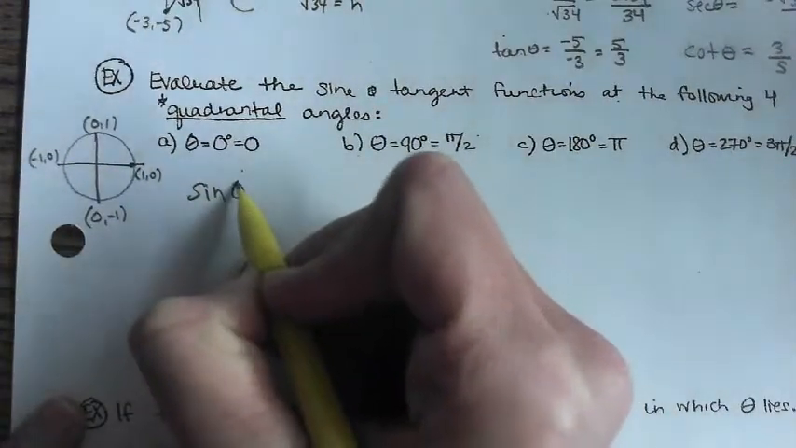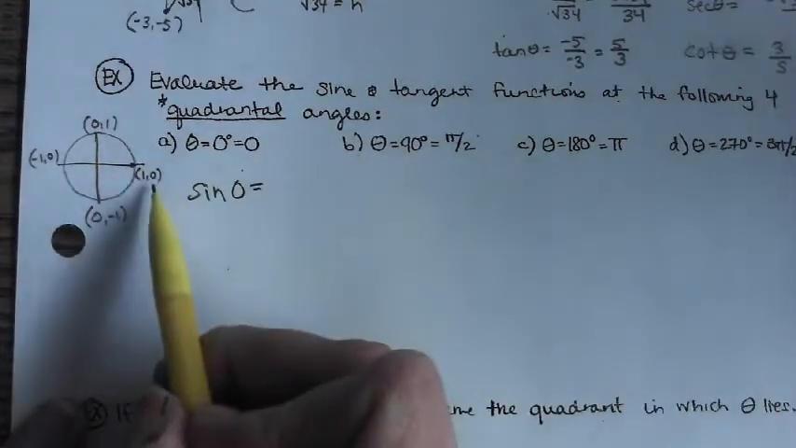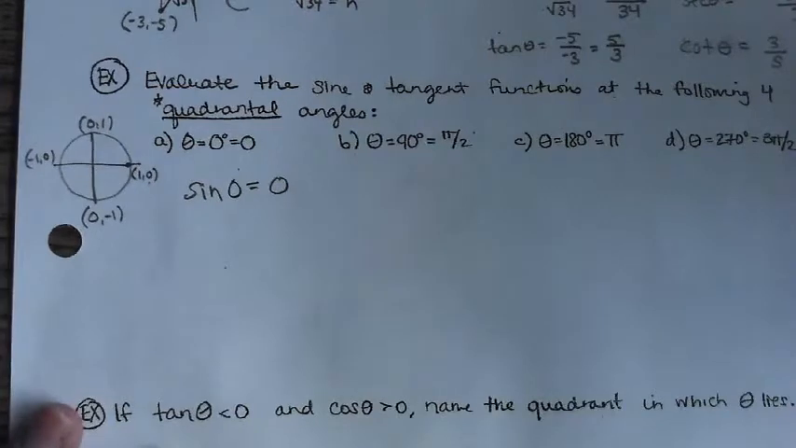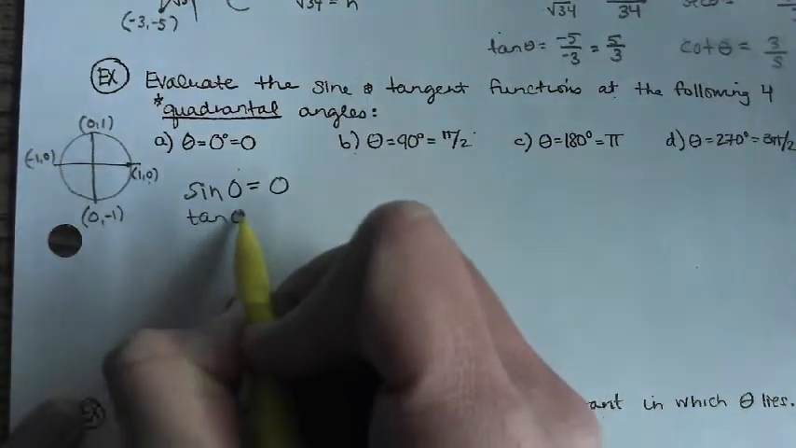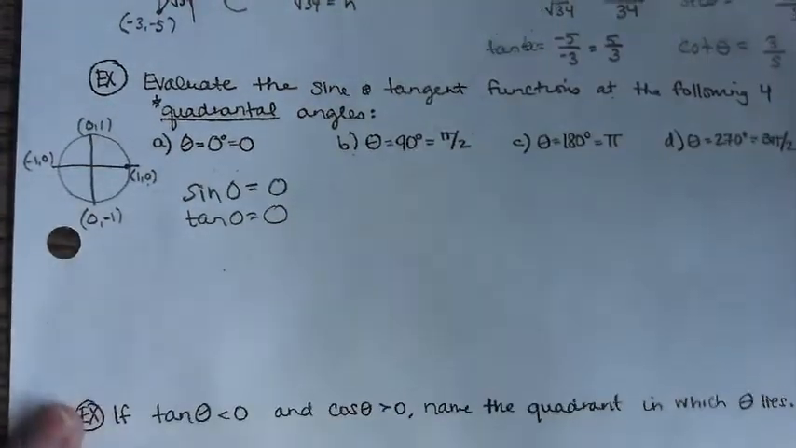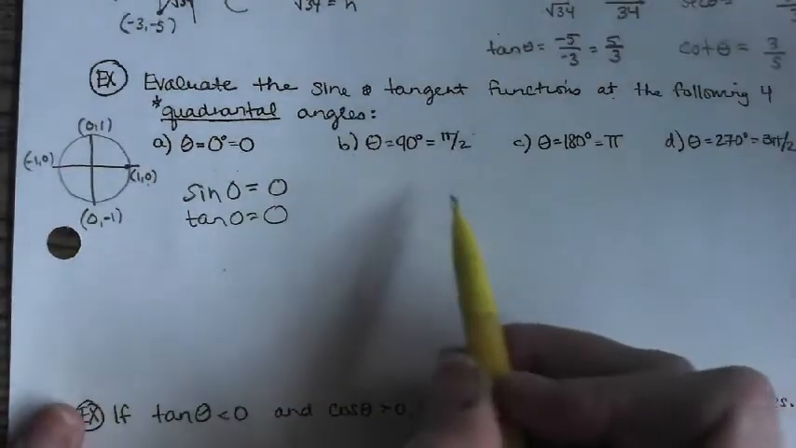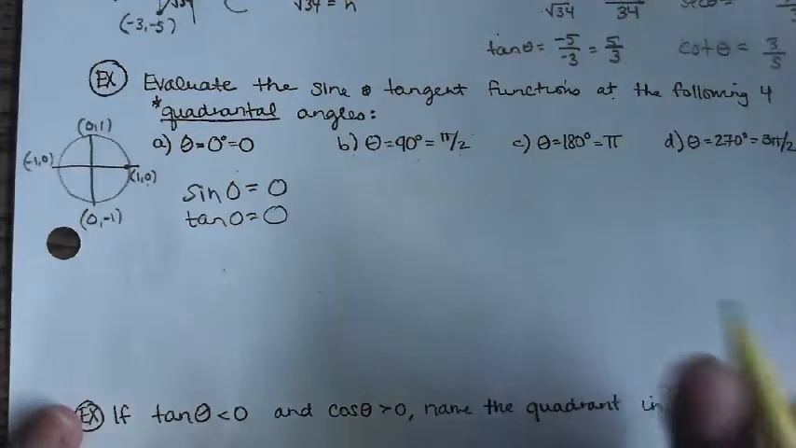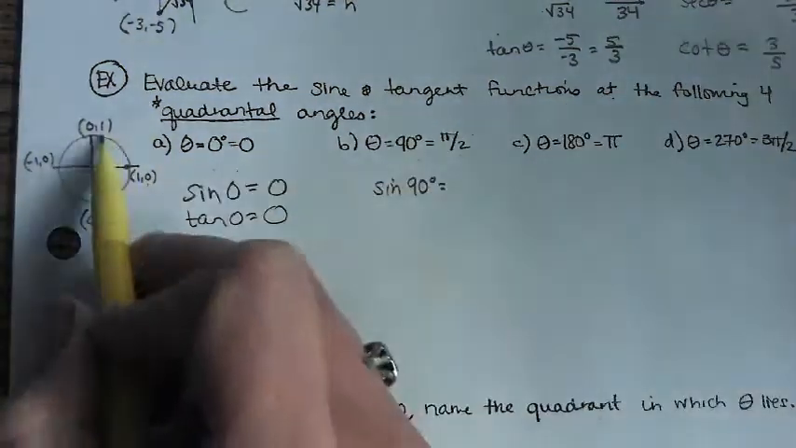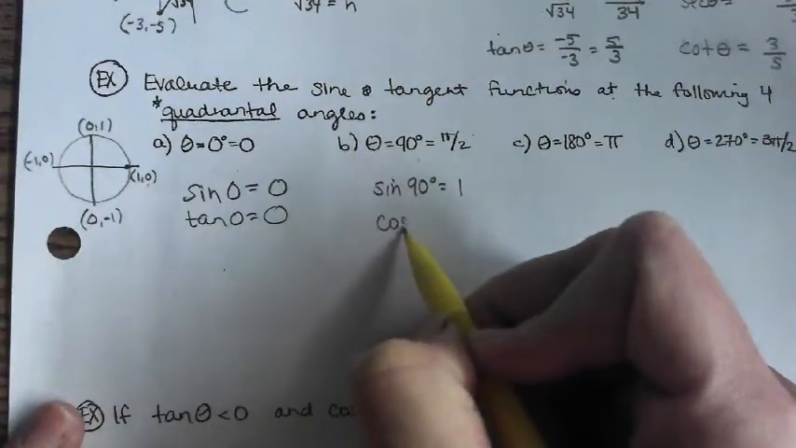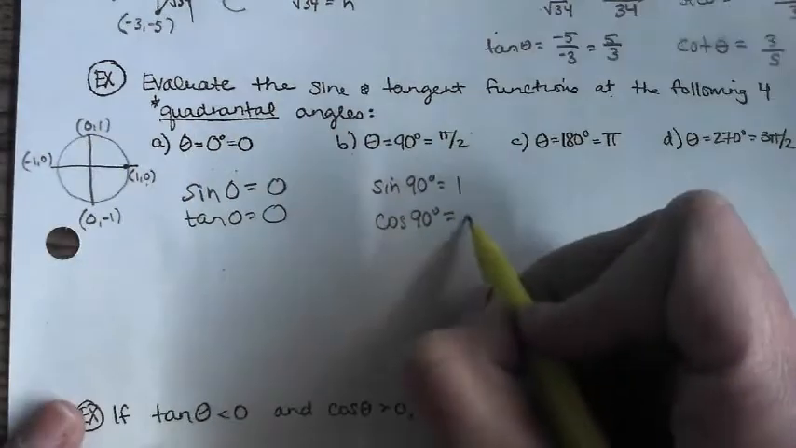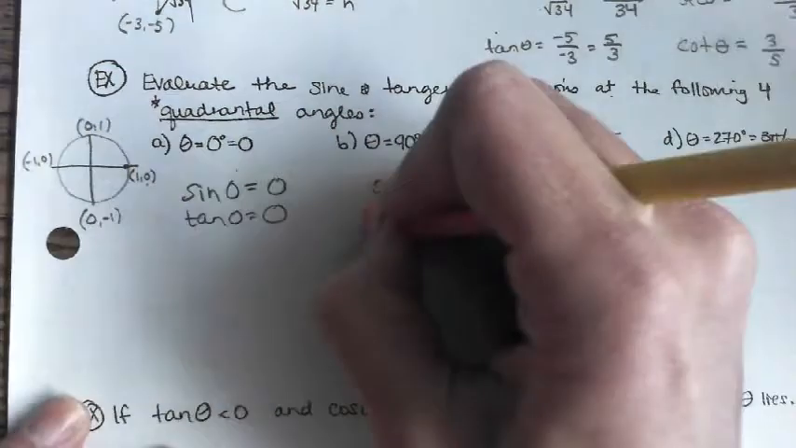But the sine of 0 is the y-coordinate, 0. The tangent of 0 is the y divided by the x, which is also 0. For our 90-degree angle, or our pi over 2 radians, same thing. The sine is our y-coordinate, 1. The cosine of 90 degrees is y divided by x. 1 over 0 is undefined. Why did I say cosine? I meant tangent.